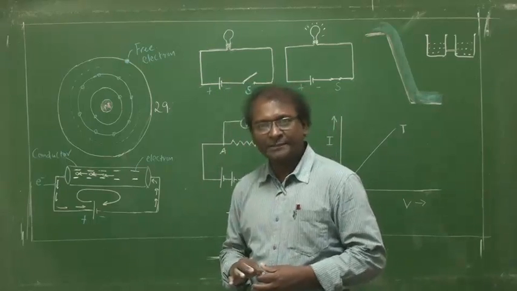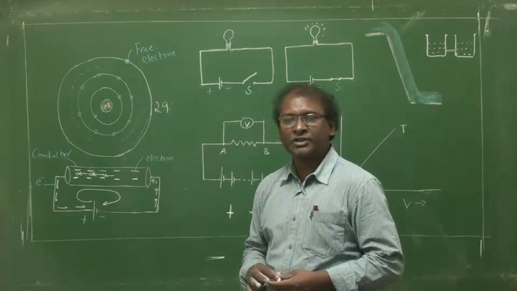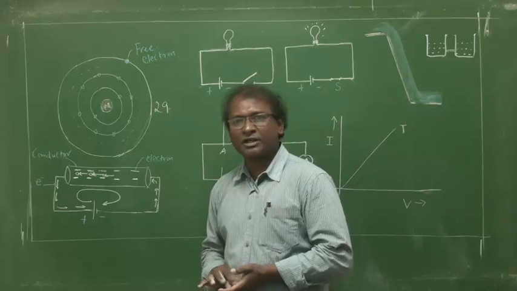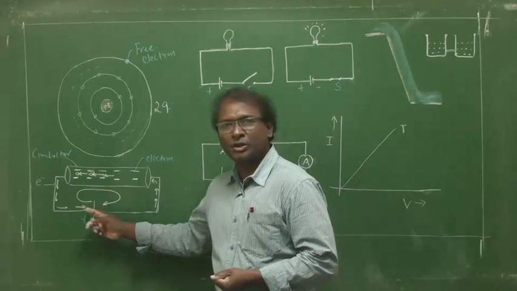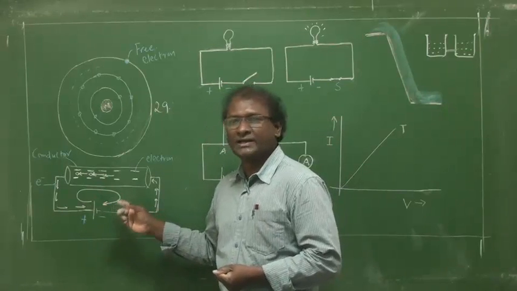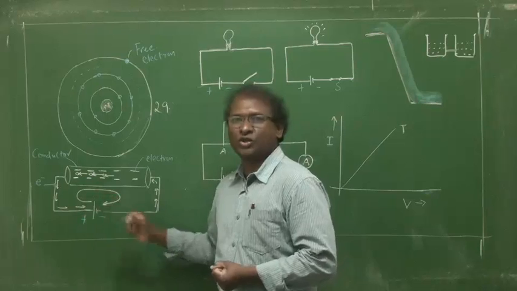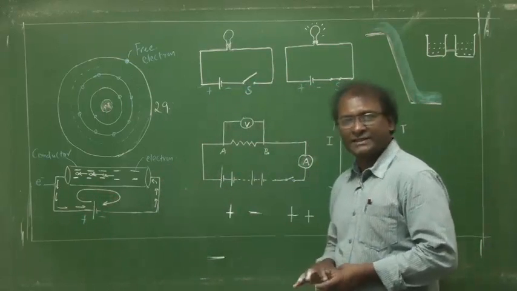We'll not dig deep into it. There is a history to it, starting from Benjamin Franklin to Rutherford. It is an accepted fact that now current direction is always from positive to negative, though we understand the underlying reason is the electrons. Coming to what current is all about.